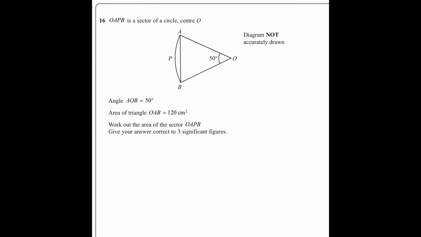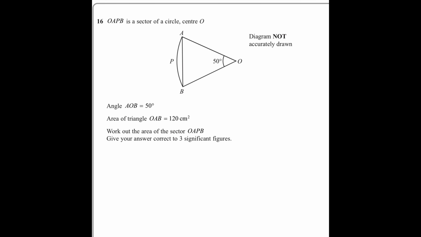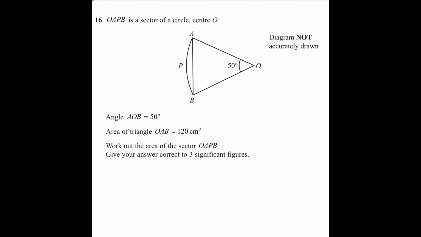Okay, next. OAPB is a sector of a circle, center O. And you're given the angle at the center, the area of the triangle. Okay, so we want to find the area of the sector, so the area of this whole thing. And area of a sector is basically the angle of the sector over 360 multiplied by pi r squared. So the only thing we're missing here is r, actually, because we already have the angle.